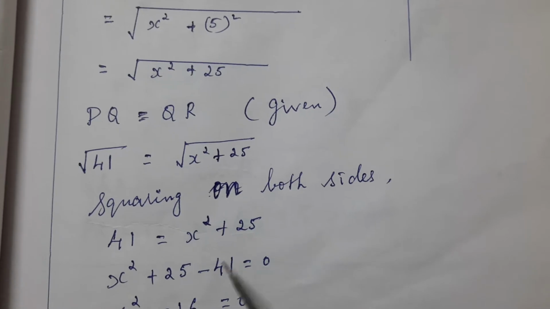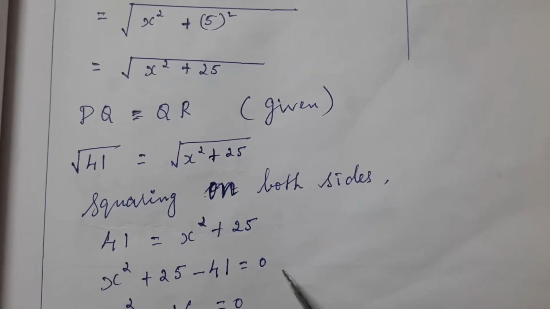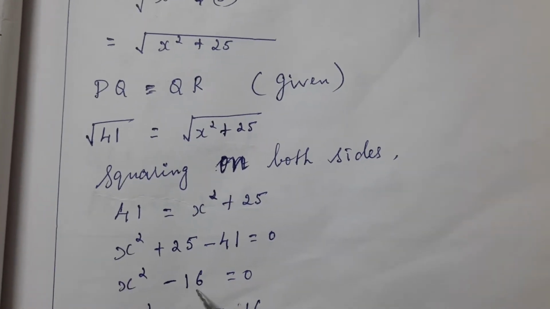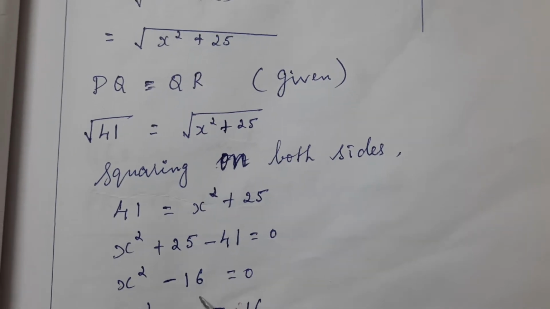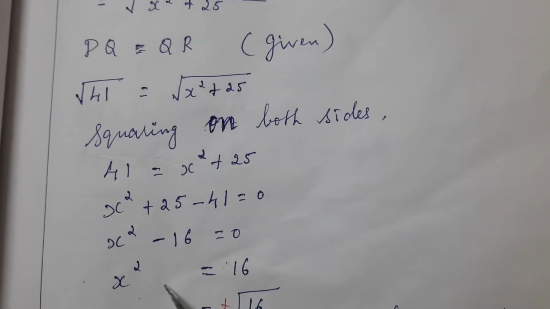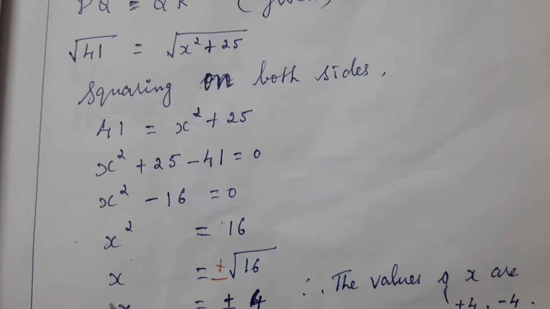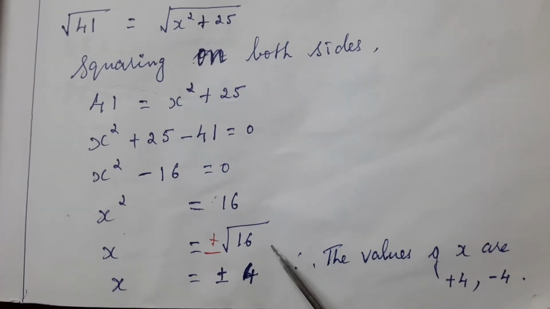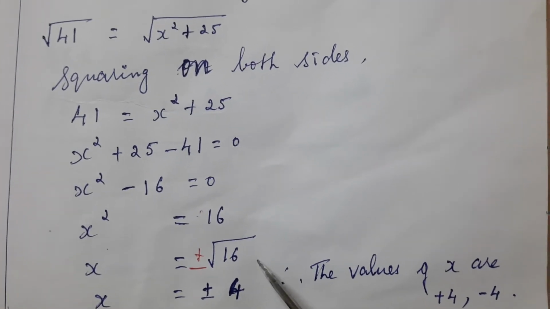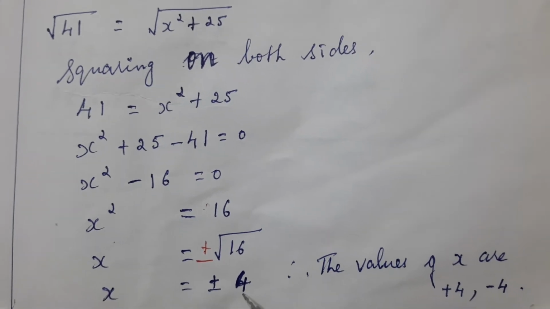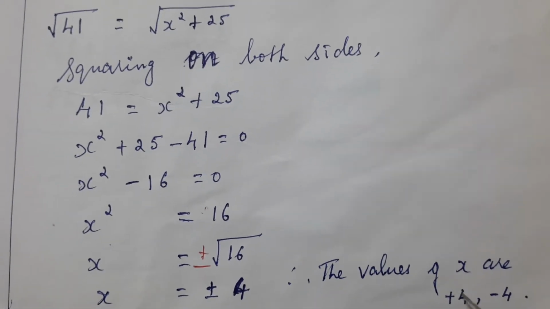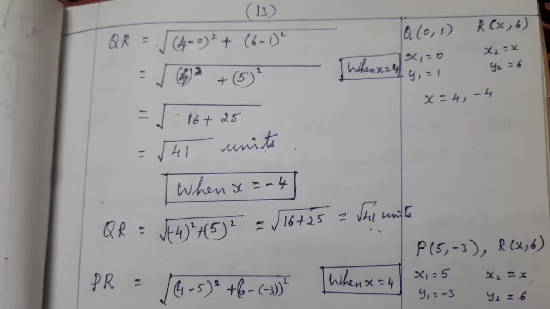x square plus 25 minus 41 is equal to 0. So x square minus 16, since 25 minus 41 is minus 16, is equal to 0. x square is equal to 16. x is equal to plus or minus root 16. x is equal to plus or minus 4. So the values of x are plus 4 and minus 4.